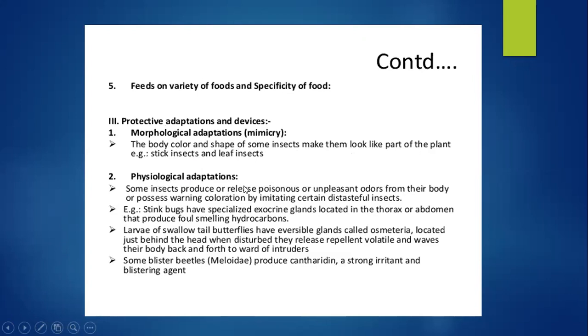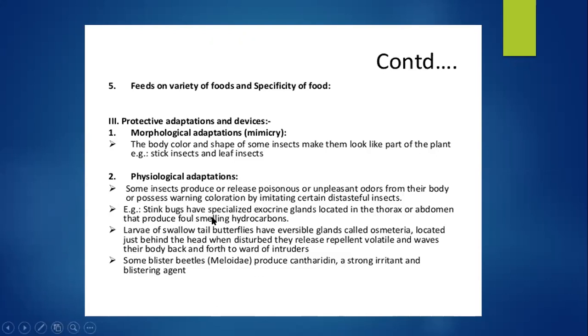Some of the insects produce certain kinds of substances from their bodies in the form of poisons or toxins or unpleasant odors, and they may also possess warning coloration by imitating certain distasteful insects, right? So these are all certain kinds of morphological and physiological adaptations shown by the insects, thus avoiding other kinds of predators. So showing their survival of the fittest.